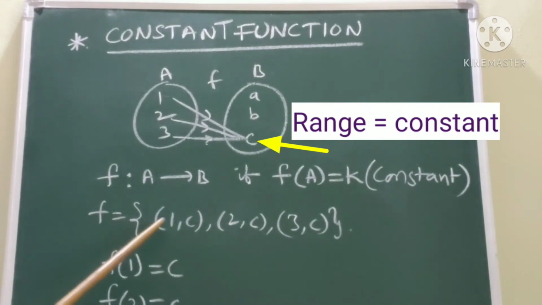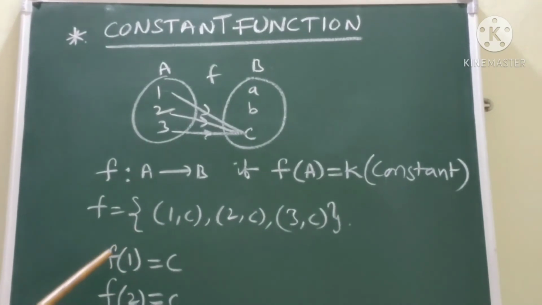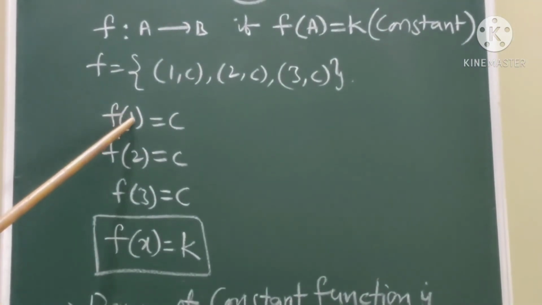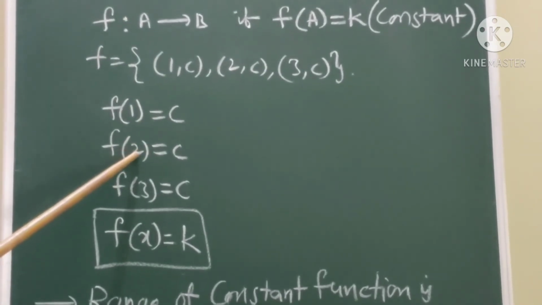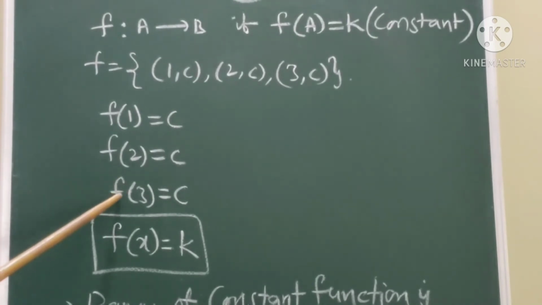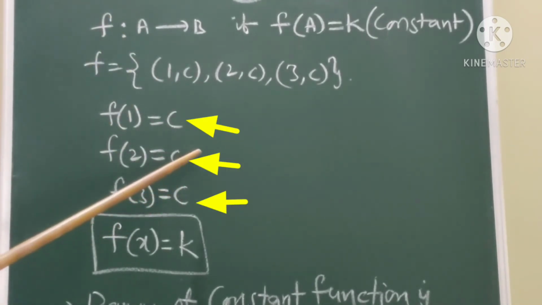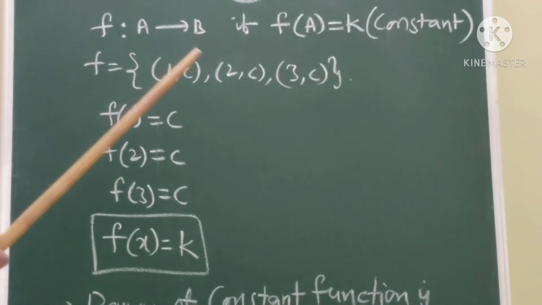Here (1, c), (2, c), (3, c) are the ordered pairs. Now let us see f of 1 is equal to c. What is the image of 1? c. f of 2 is equal to c. Image of 2 is c. f of 3 is equal to c. Image of 3 is c. That means all the images are same only. Then only we can say that this is a constant function.